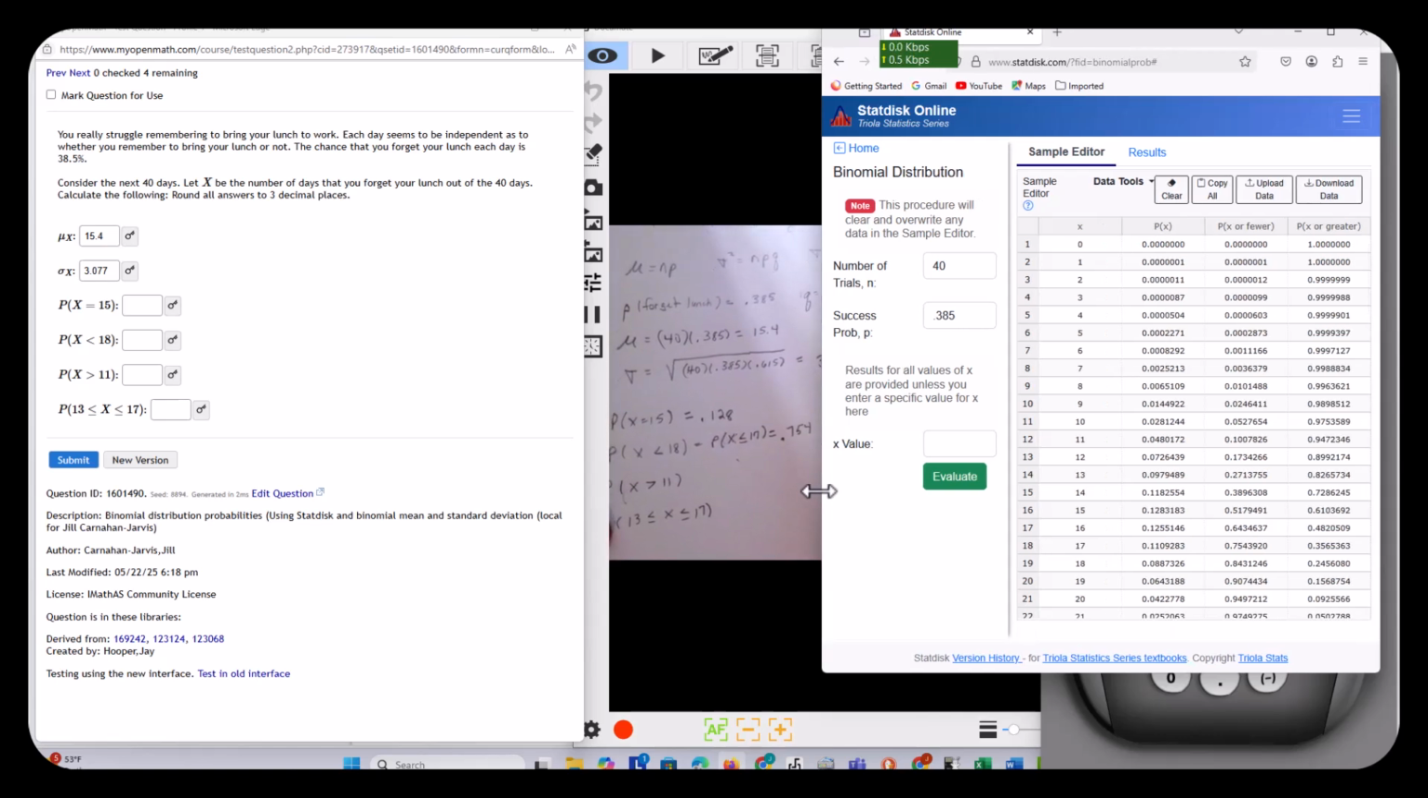Okay, x is greater than 11. That'd be the same thing as the probability that x is greater than or equal to 12. Again, because this gives x or fewer, x or greater. So, greater than or equal to 12. 0.899.